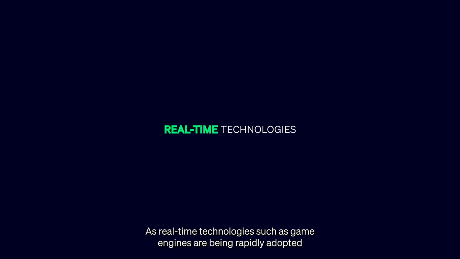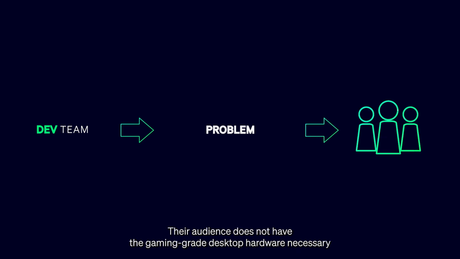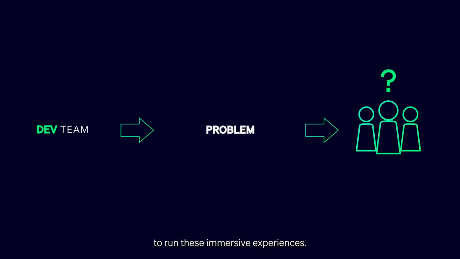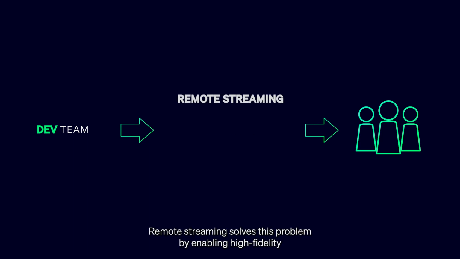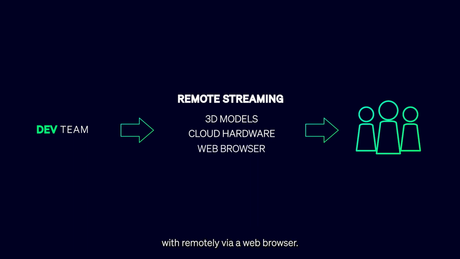As real-time technologies such as game engines are being rapidly adopted in a host of commercial and enterprise applications, the teams creating these experiences are running into a problem. Their audience does not have the gaming-grade desktop hardware necessary to run these immersive experiences. Remote streaming solves this problem by enabling high-fidelity 3D models to run on powerful cloud hardware and be interacted with remotely via a web browser.